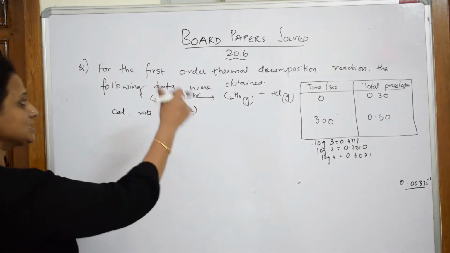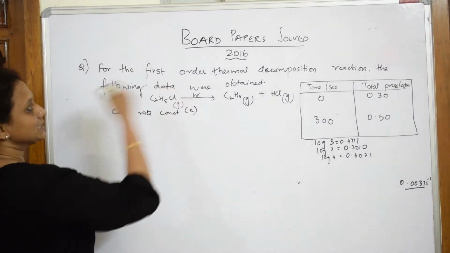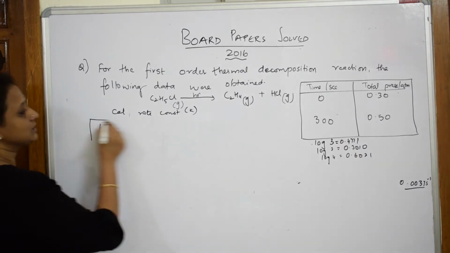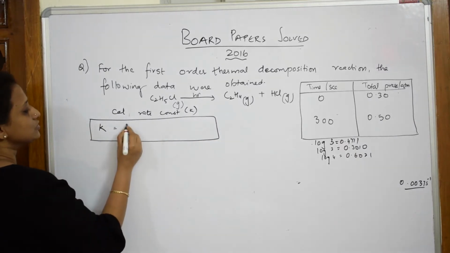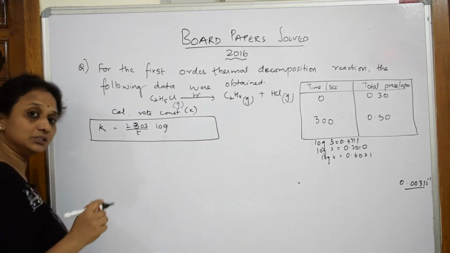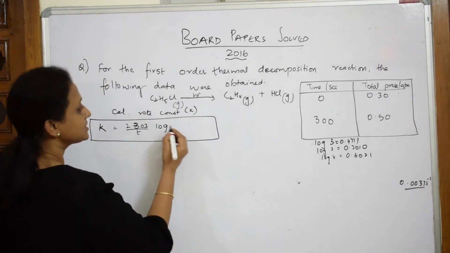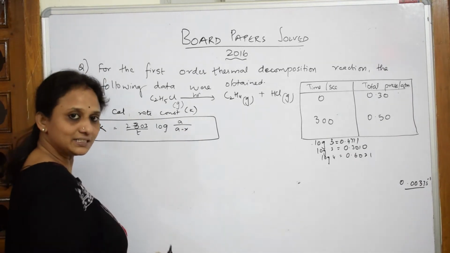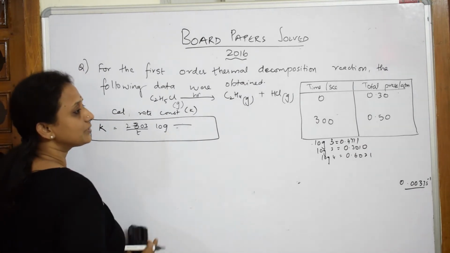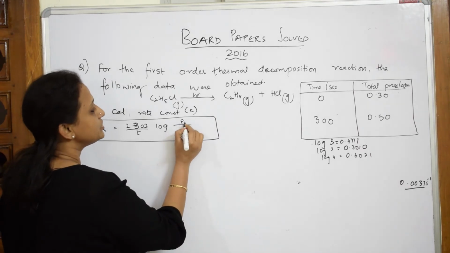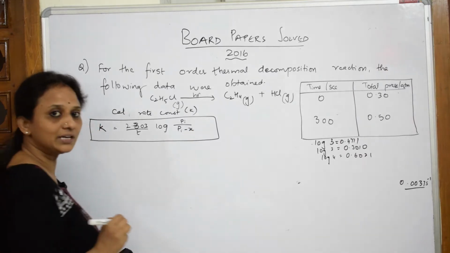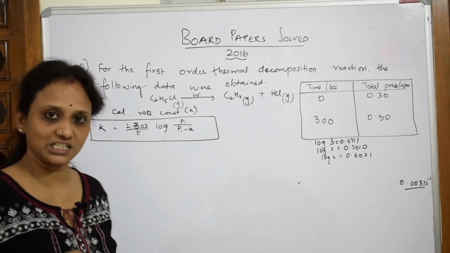As soon as such a question is given to you, first they said it is a first order thermal decomposition, so you have to first write the formula. What is the formula you require? K is equal to 2.303 by t log. In first order rate kinetics we studied A by A minus x, normally. But here, instead of this, we are going to write the formula as the individual or partial pressure by partial pressure minus x. This is the formula for such gaseous reactants. I'll explain what it is.